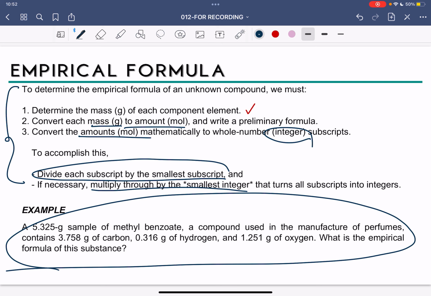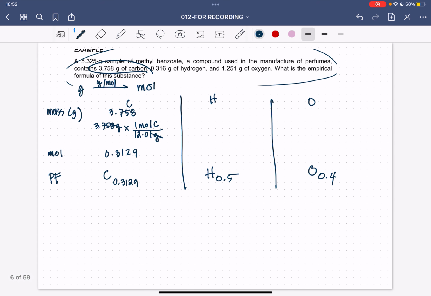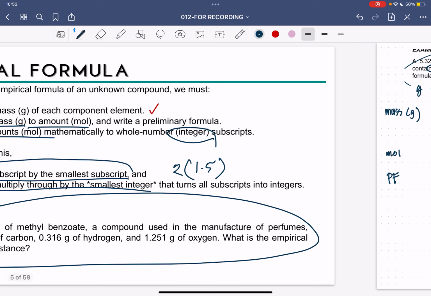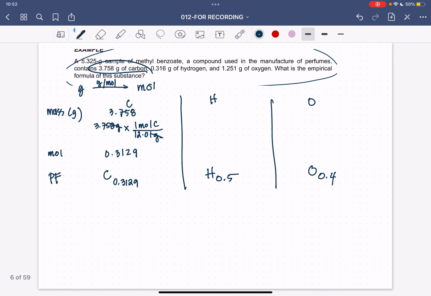So, for example, nakay 1.5. 1.5 ang result during a step. Siyempre, i-times 2 na muna. Divide nato by the smallest subscript. Itong smallest subscript in this example is 0.3129. So, we'll divide by 0.3129, and so on and so forth. So, this will be 1. This will be about 1.5. This will be about 1.2.